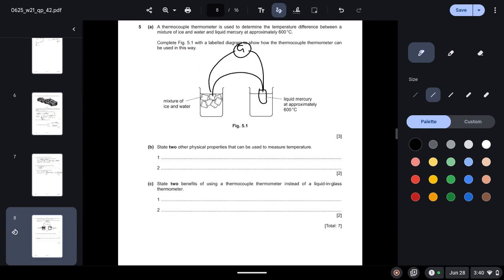State two other physical properties that can be used to measure temperature. So we can use the expansion of the liquid like we use in a normal thermometer. Liquid in glass thermometer we use. And that depends on the expansion of liquid. So when it is heated, the liquid expands and hence we get a reading. And there is also an electrical thermometer which uses electrical resistance.